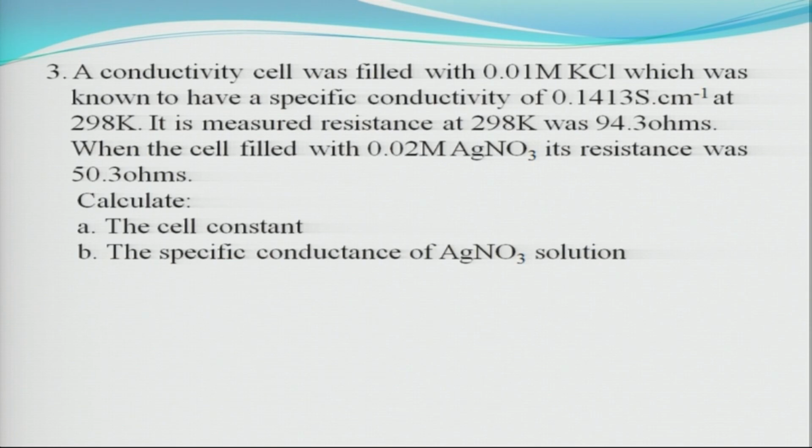Okay, so number 3. A conductivity cell was filled with 0.01 potassium chloride, which was known to have a specific conductivity. So you try out this question. I think it's the same as the other one. Get the cell constant, get the specific conductance.